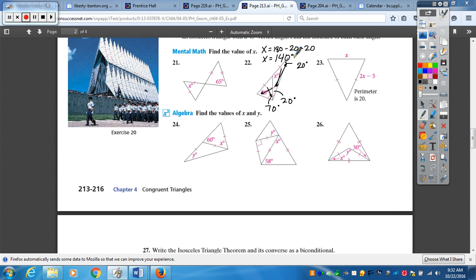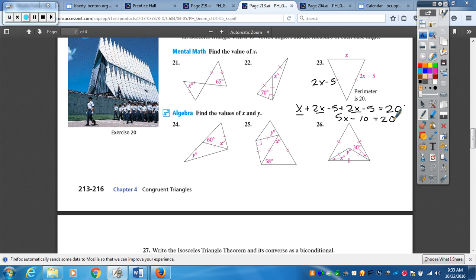Okay. All right, now, if memory serves me correct, number 23 is one that usually gives students some difficulty. If you're able to get it, that's awesome. But I'm going to go ahead and mark out that this side length is 2x minus 5. Okay? We know that they're congruent to the other side, so 2x minus 5. Perimeter is 20. So I'm going to go ahead and do x plus 2x minus 5 plus 2x minus 5, and that will equal 20. Okay? And so from there, if we go ahead and simplify this, we have 5x minus 10 equals 20.